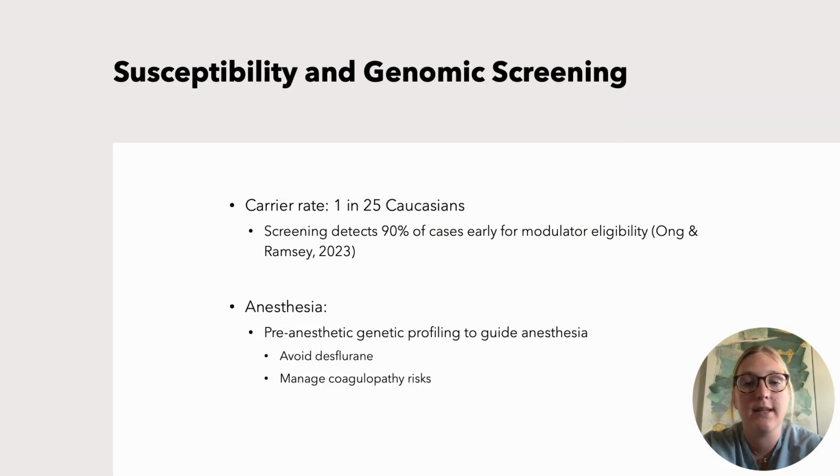So now for susceptibility and genomic screening. It has a carrier rate of 1 in 25 of Caucasians, and it detects 90% of cases for early modulator eligibility. For anesthesia, pre-anesthetic genetic profiling to guide anesthesia, you want to avoid desflurane, which we have already discussed. It's going to decrease our risk of laryngospasm and bronchospasms and manage coagulopathy risk.